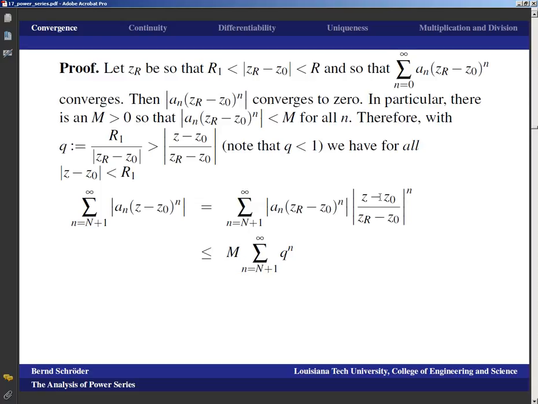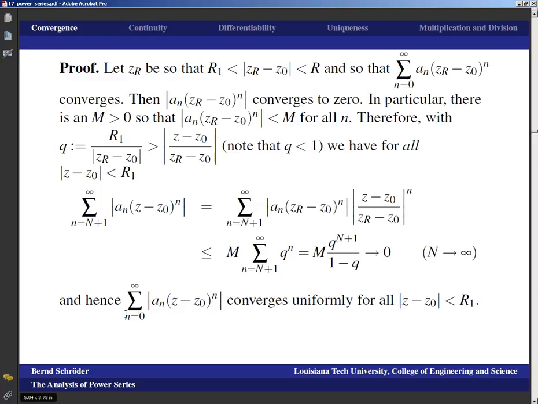those are smaller than a capital M, and the ((z minus z0) over (zr minus z0))^n, those are smaller than q to the n. And again, we now get that this is M times q to the n plus 1 over 1 minus q, with a familiar trick with geometric series. You factor out a q to the n plus 1 and then do the geometric sum. And we know that that converges to 0 as n goes to infinity, and it converges to 0 uniformly. So that means that the power series converges uniformly for all |z minus z0| smaller than r1, and that was supposed to be proved.